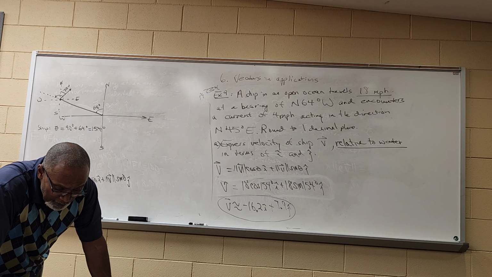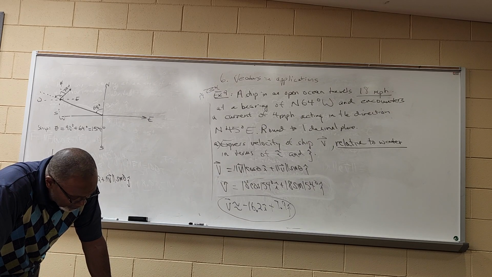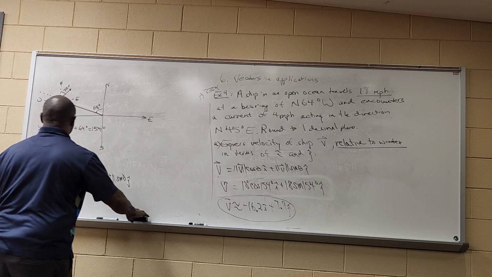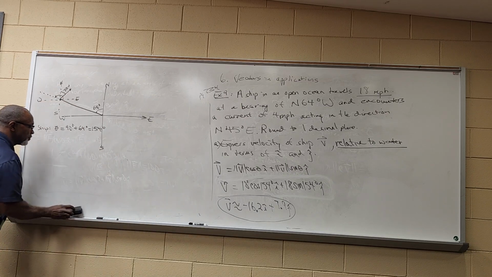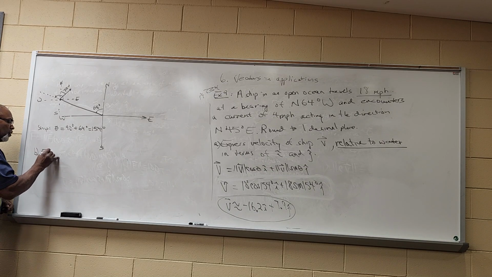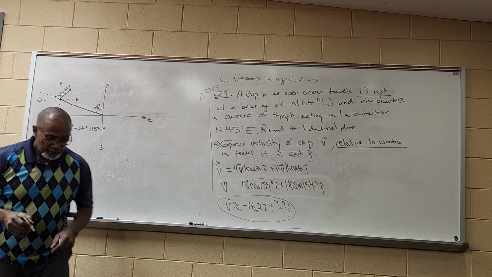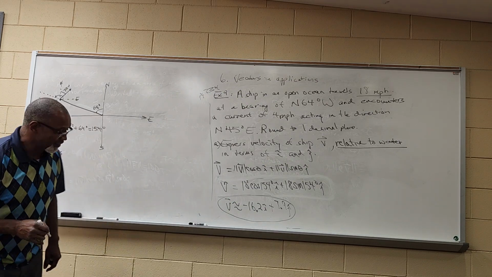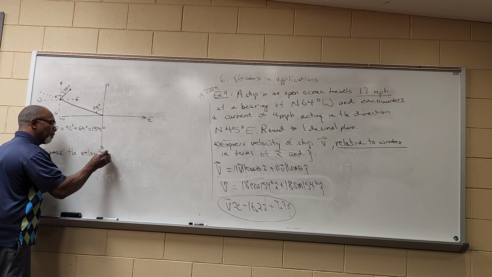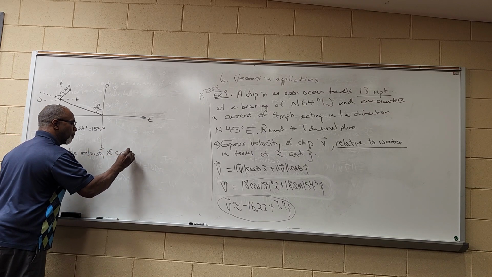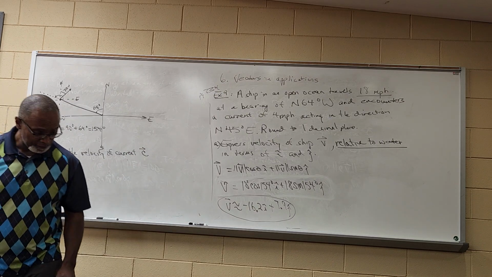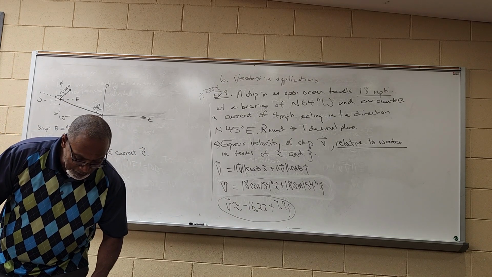Now, part B says express the velocity of the current C in terms of I and J. So they're going to call that current vector C, in terms of I and J.